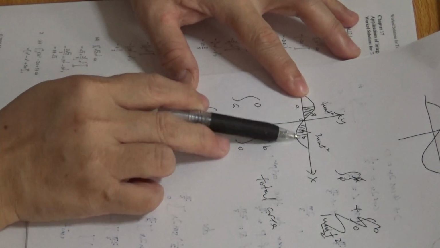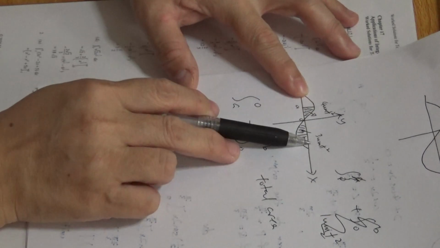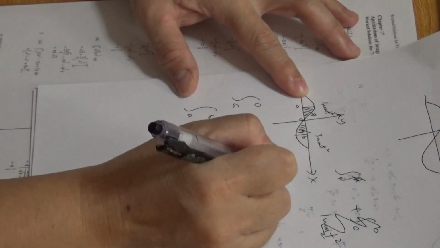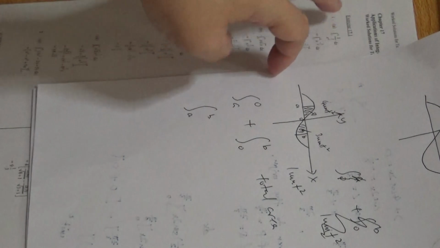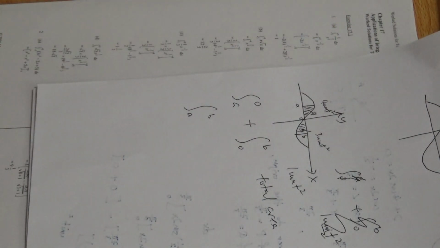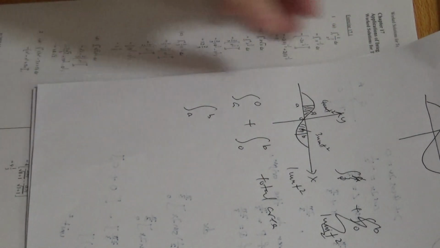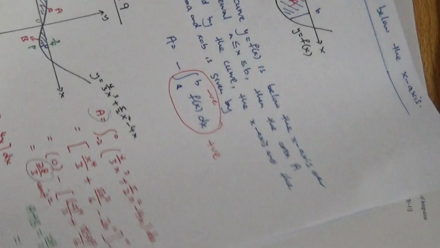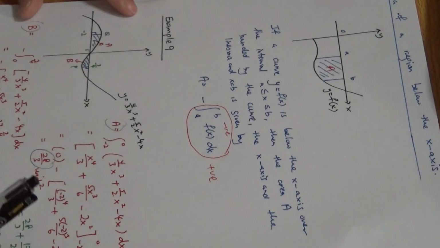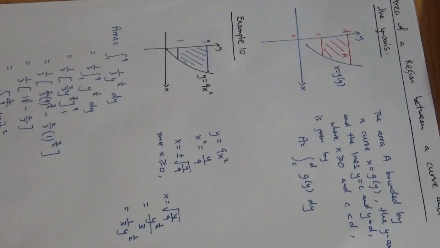If we take continuously, it will be positive and negative. We will only get 1 unit square, which is wrong. So please take note of that. That will be your example 9.